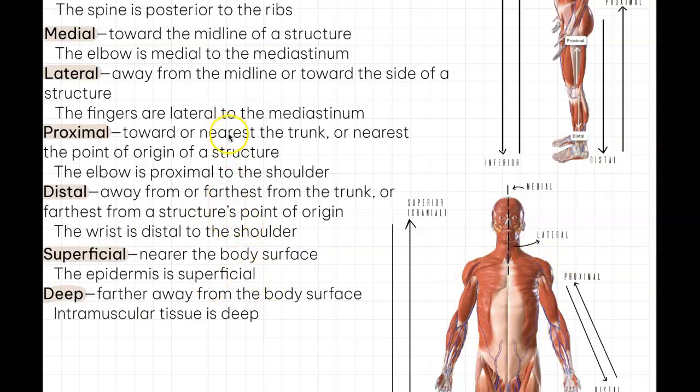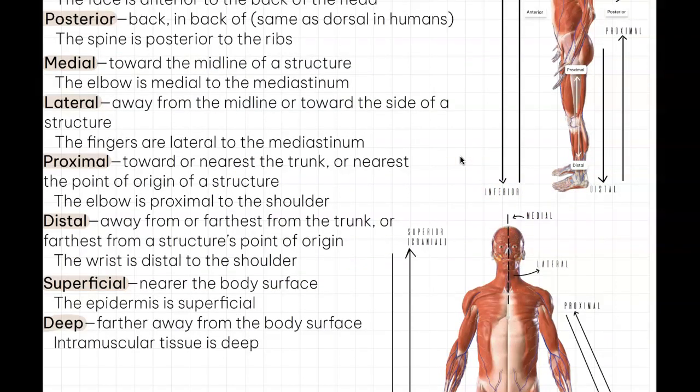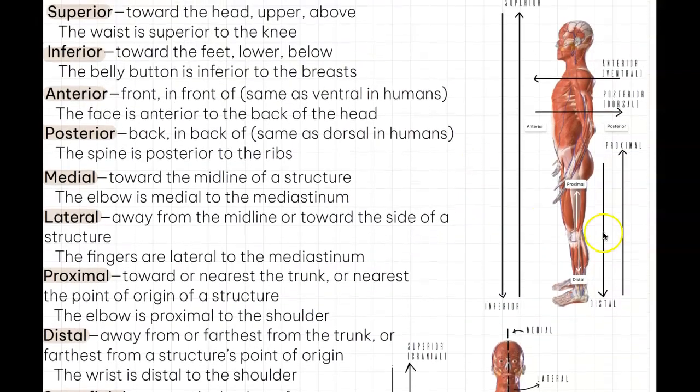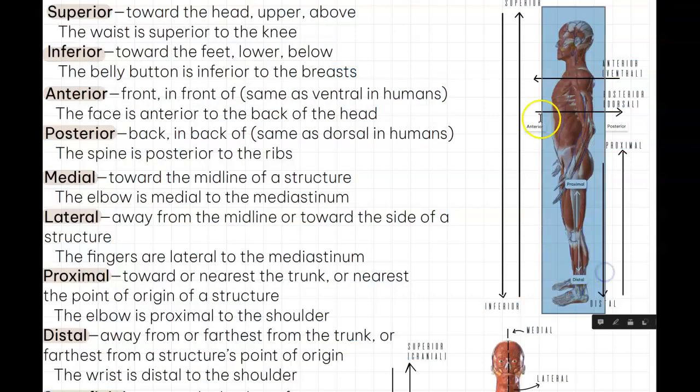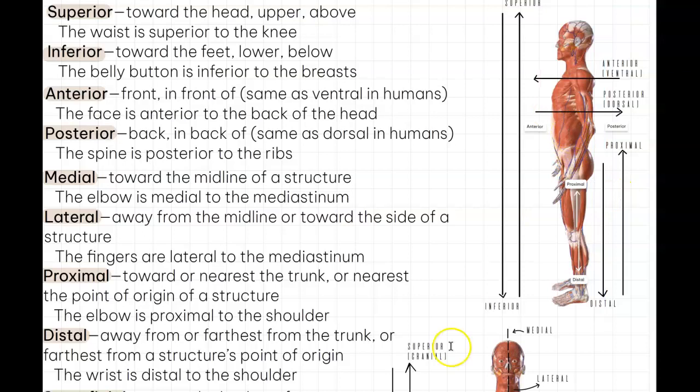And so when you're thinking about proximal, you want to look to see if it is nearest the trunk or farthest away from the trunk. And the other thing to consider is nearest the point of origin of a structure. So if we look here at the hip, proximal would be toward or nearest the trunk. So this ligament that I put as an example here is closest to the trunk, so that would be proximal. And then this muscle down here would be distal because it is further away from the trunk.